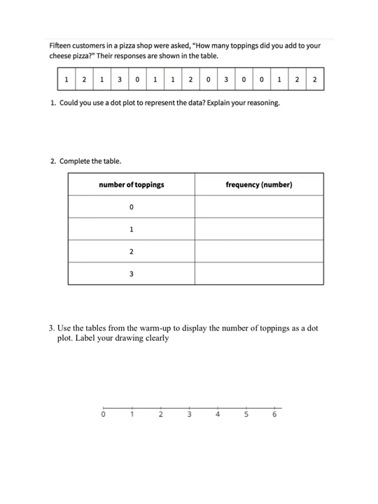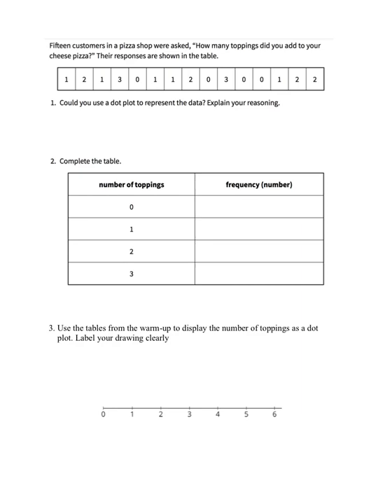So the original question is going to read, 15 customers in a pizza shop were asked, how many toppings do you add to your cheese pizza? The responses are shown in the table below. So we have our list of numbers right below. The first question is going to say, well, could we use a dot plot to represent this data?